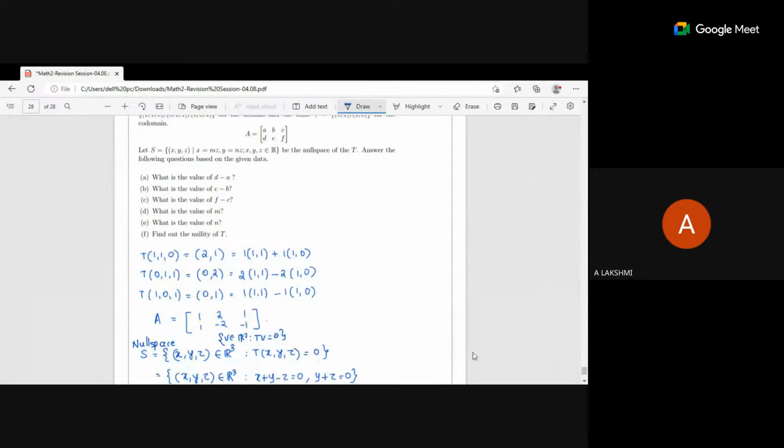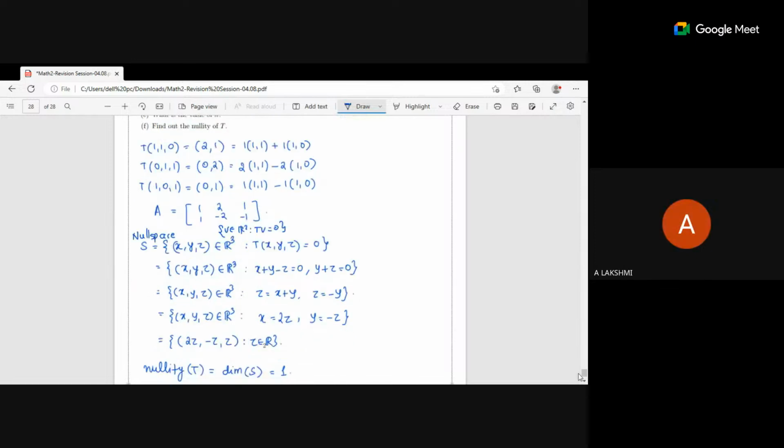I still didn't understand why it is okay. They asked you to take the null space of T. Yeah, I'm coming to it next. Okay, fine. So now, according to the definition, this is the null space.